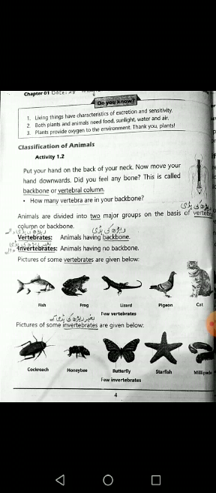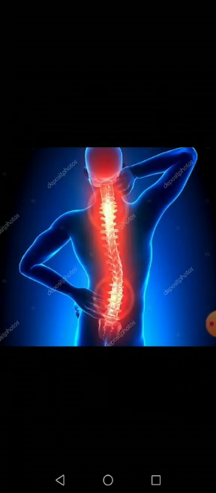Okay. So, students, put your hand on the back of your neck. Done? Okay. Now move your hand downward. Did you feel any bone? Yeah, this is called the backbone or vertebral column of your body. So, dear students, now I am going to tell you about the classification of animals. But first, I will tell you the meaning of classification. Classification means to sort things into groups to show how they are alike, right?